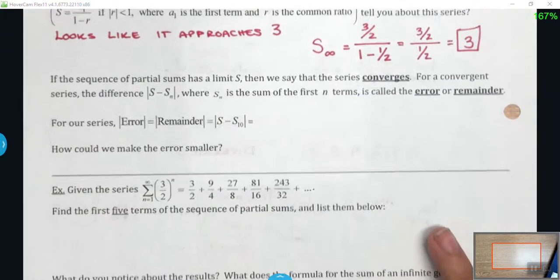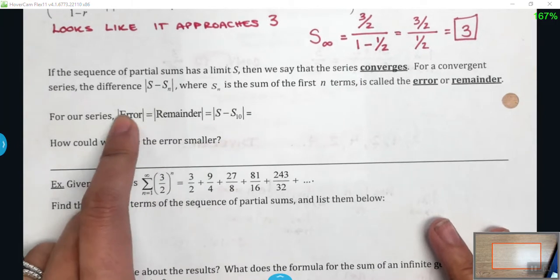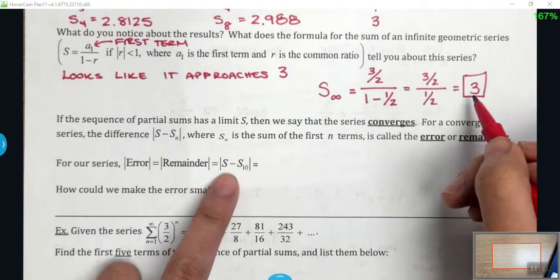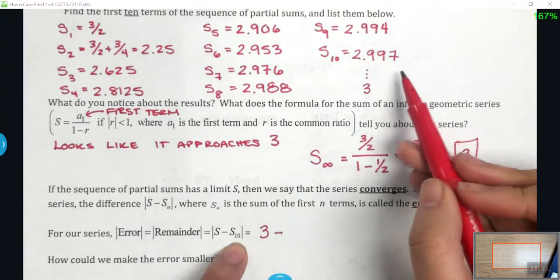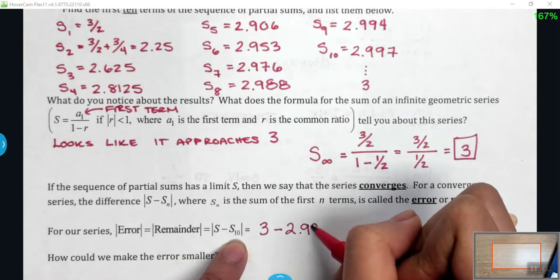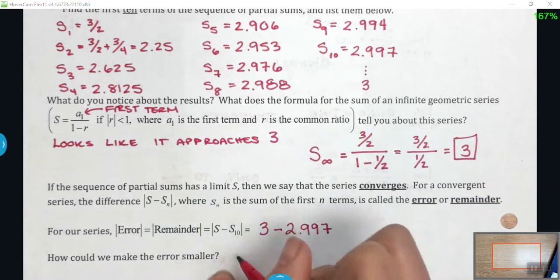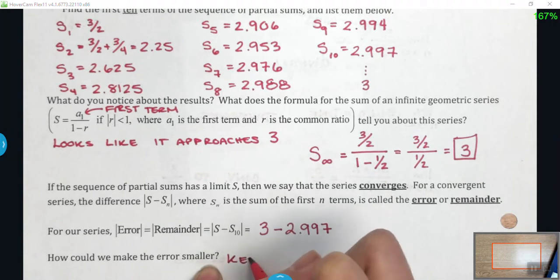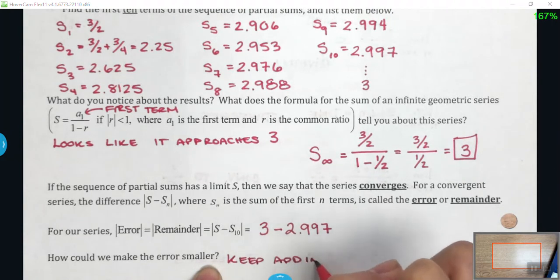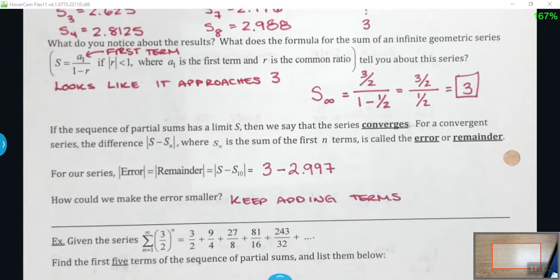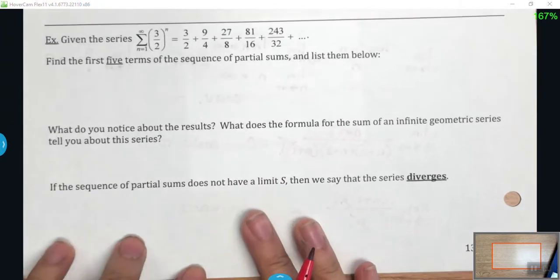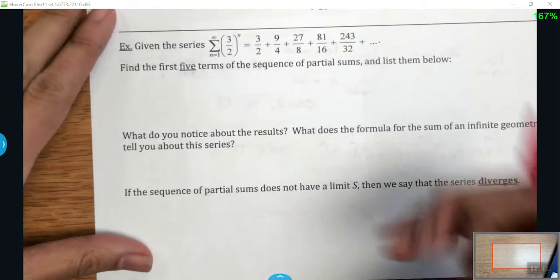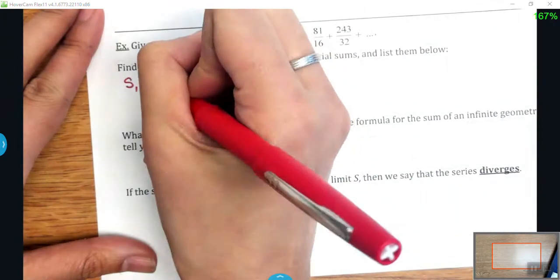The error in your approximation is just the actual sum, 3, minus your approximated sum. Ours was 2.997. How do we make it more accurate? Keep adding the terms, then our error will be smaller. Okay, now let's check out this series. For the first 5 terms, S1, 3 halves.